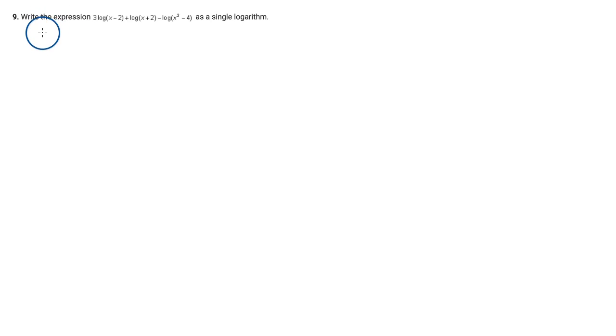In question 9, we're working backwards from what we did in questions 8 and 7. And we're going to rewrite this expression using a single logarithm. So to do that, we want to look for anything that can be undone following rules 1, 2, or 3. First, we see we have a number in front of this first logarithm.